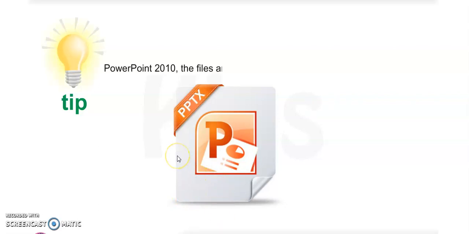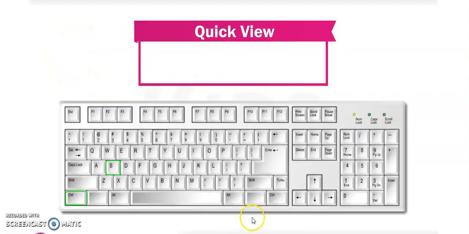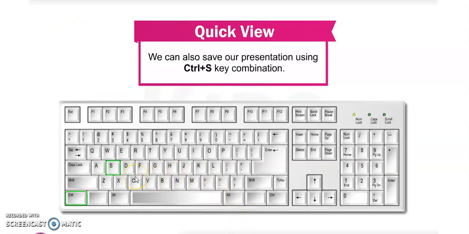So there is another tip for you. PowerPoint 2007 files are saved with the extension .pptx. We can also save our presentation using the Ctrl plus S key combination.